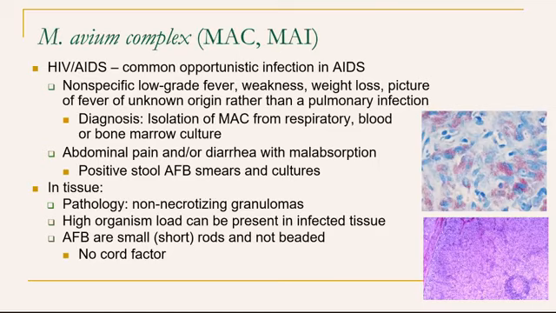You can also see abdominal pain and diarrhea in these patients, and they can develop malabsorption. We can actually see positive AFB smears in stools and can culture MAC from stool specimens in these patients. In tissue examination, we will usually see non-necrotizing granulomas. There can be a very high organism load with MAC in tissue of these immune-suppressed patients. And of course, the AFB will be small, not beaded, and in clumps.